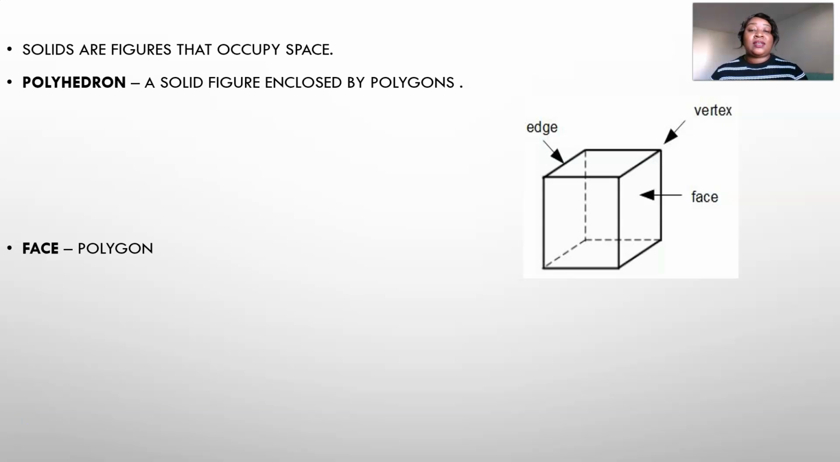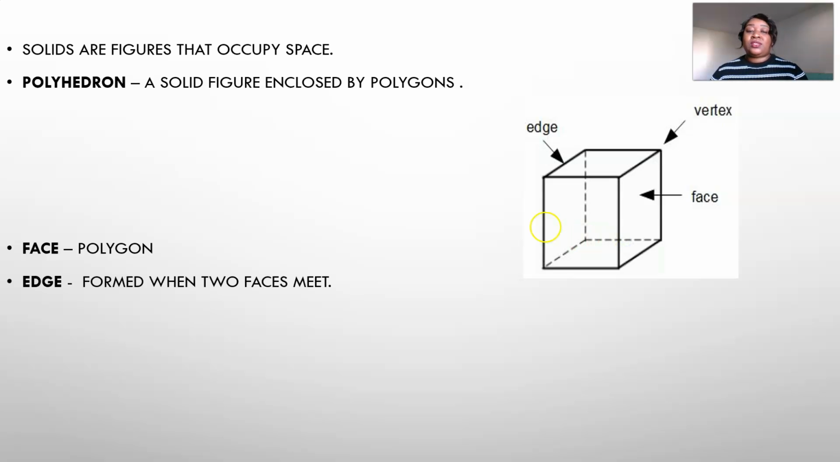So let's take, for example, this picture right here. We have a face, which is this side, which is a square. So it has all square faces, which makes it a cube. So it has 6 square faces.